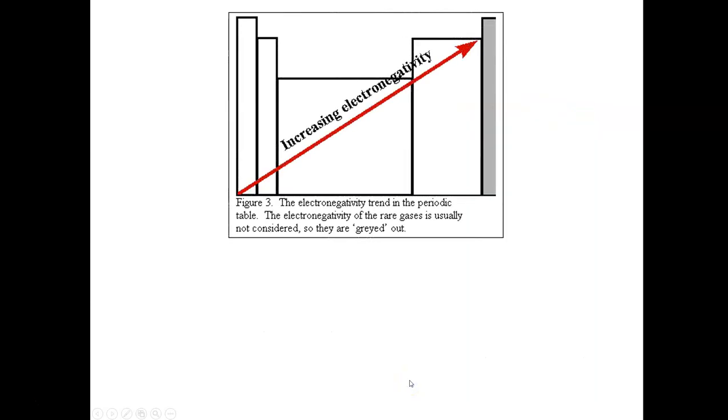All right, last trend is a property we call electronegativity. So electronegativity is a really long word, but it has a really simple meaning.